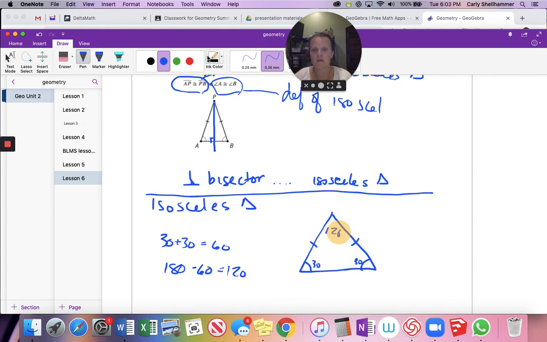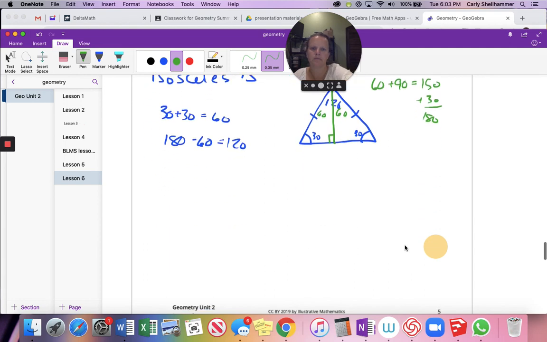And if I drew either an angle bisector or a perpendicular bisector, that cuts it in half, which means this is 60 and that's 60, and this has to be 90. Okay, 60 plus 90 is 150, plus 30 is 180, always. I mean, the 30 and the 60 aren't always, but when you do that bisector, it's perpendicular, it's 90 degrees, and the triangle sum theorem holds true for any triangle. All right, I think that was it.